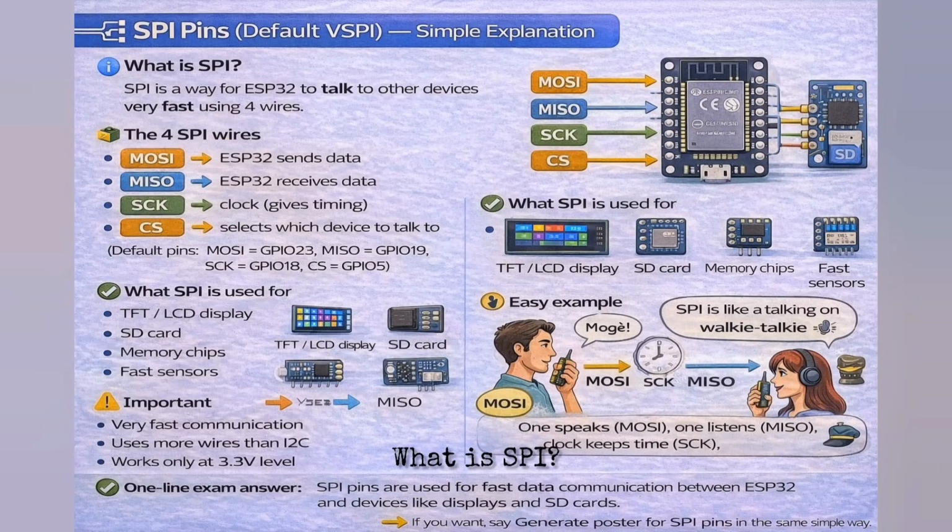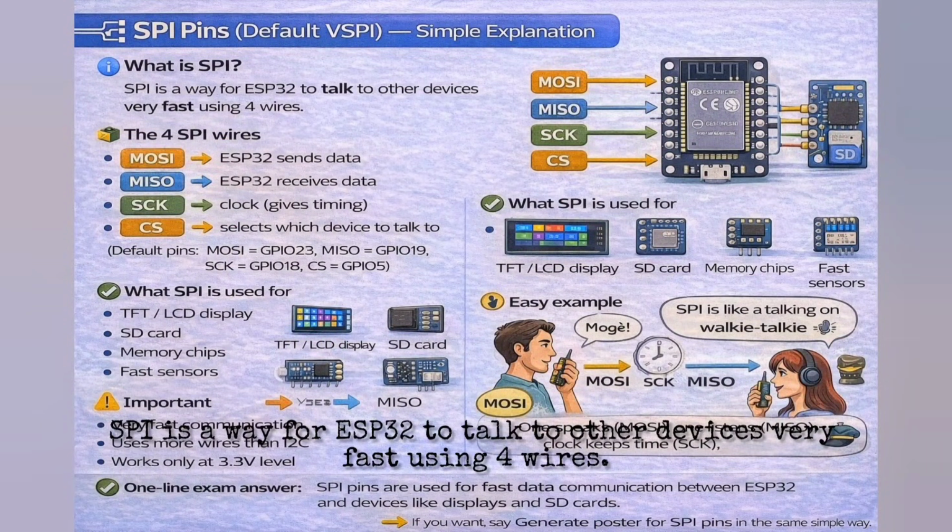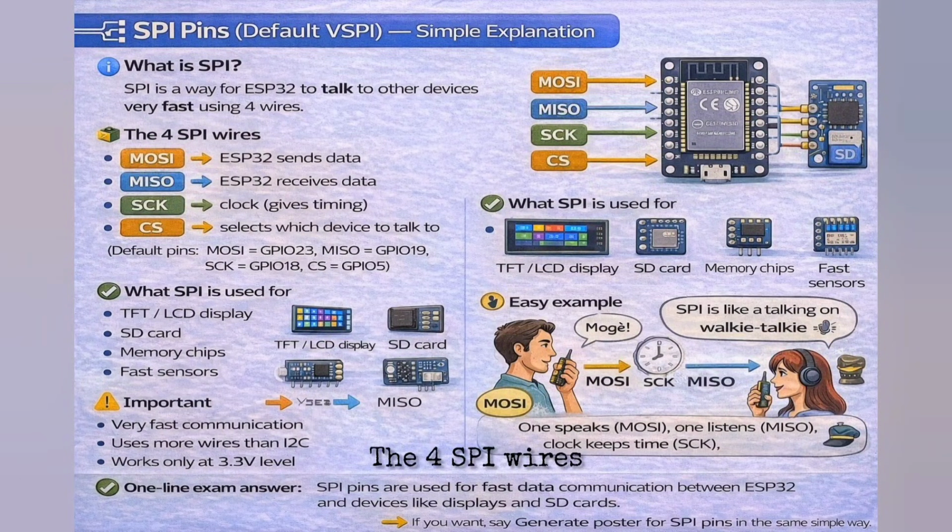What is SPI? SPI is a way for ESP32 to talk to other devices very fast using 4 wires. The 4 SPI wires. MOSI, ESP32 sends data. MISO, ESP32 receives data. SCK, clock, gives timing. CS selects which device to talk to.